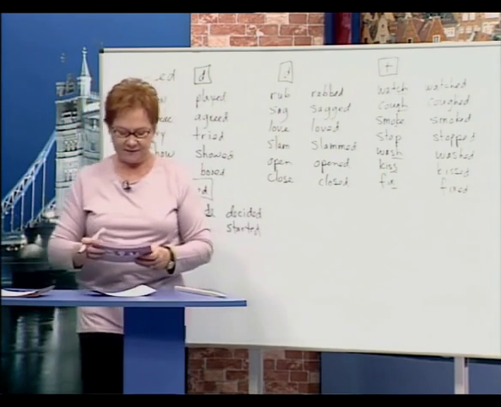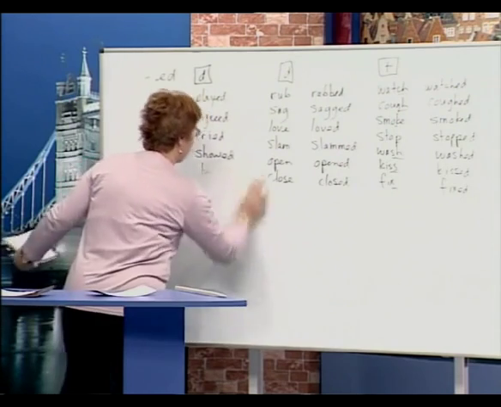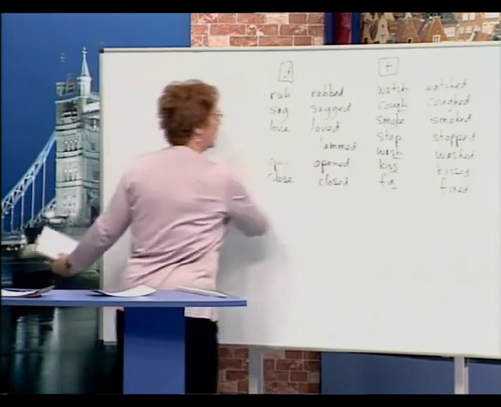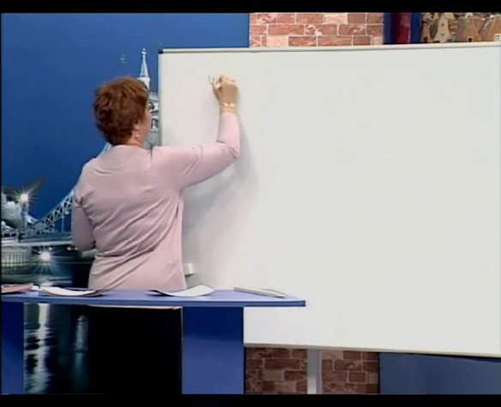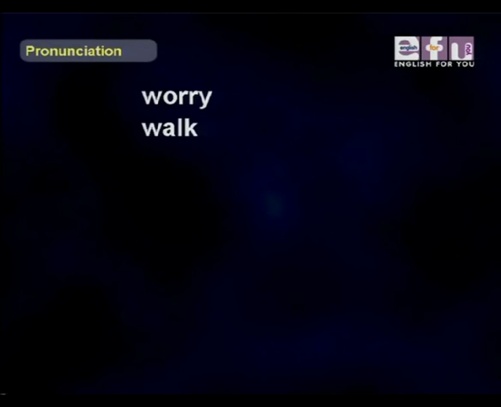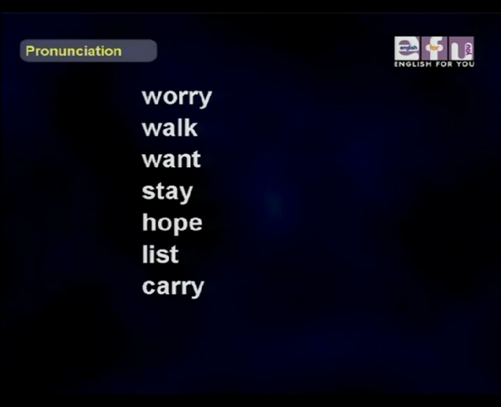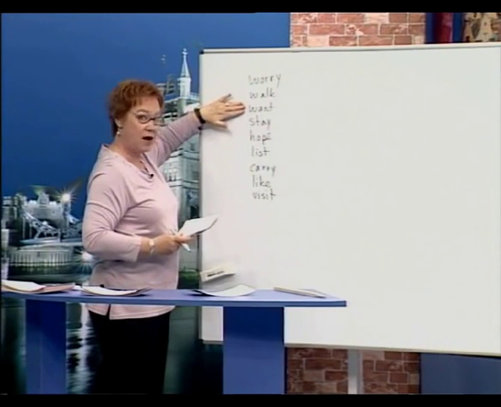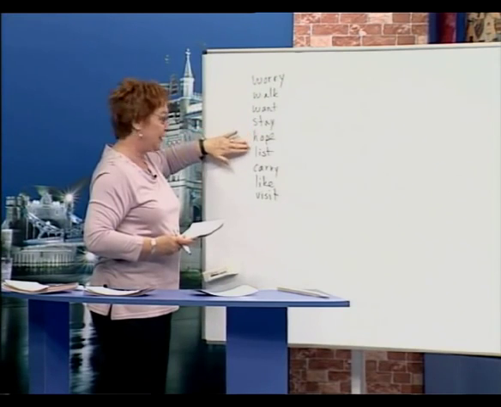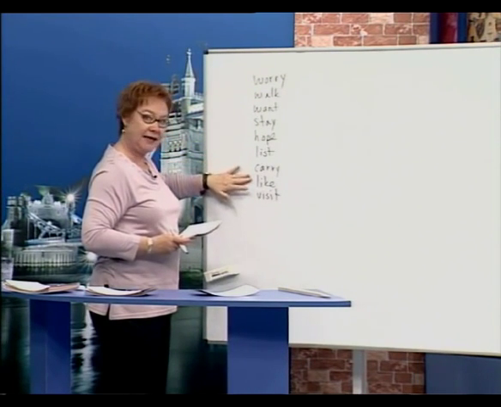Now, let's practice. Let me make some room here first. And I'm going to give you some verbs. You're going to make them into the past, and then we're going to put them in groups. Now remember, our assistants will help, but you guess first. Now, worry, walk, want, stay, hope, list, carry, like, visit. Okay? So we're going to work with worry, walk, want, stay, hope, list, carry, like, visit.